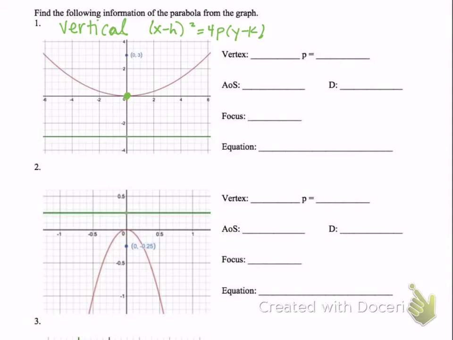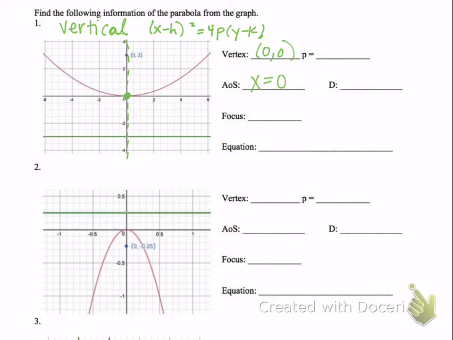So the vertex would be at what ordered pair? (0, 0). I can also fill in my axis of symmetry because that is the line that I could fold it in half. So my axis of symmetry is this dashed line, which I would say is what? Y equals 0 or x equals 0? X equals 0. X equals 0 because it's vertical. So a vertical line is x equals.